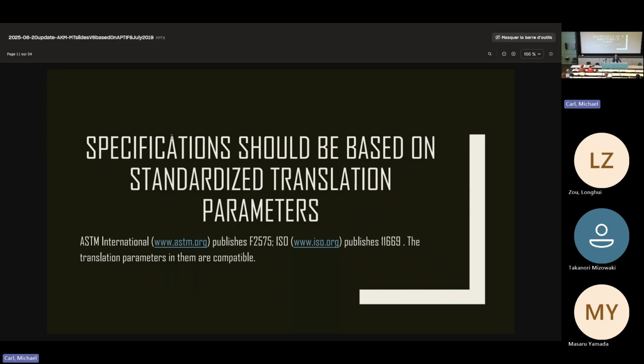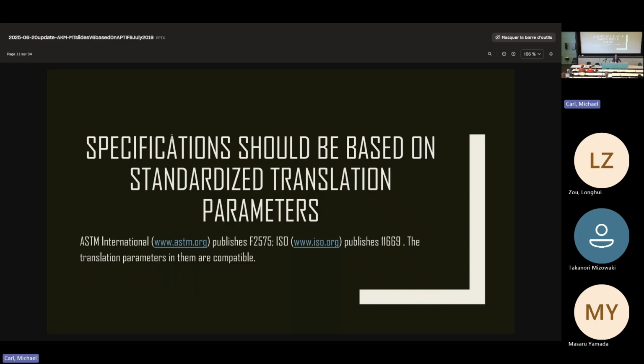Specifications. This is another aspect of the definition. Specifications should be based on standardized translation parameters or factors. Now, by the way, these slides that I'm going over now will be available on ttt.org for you to download and comment on.